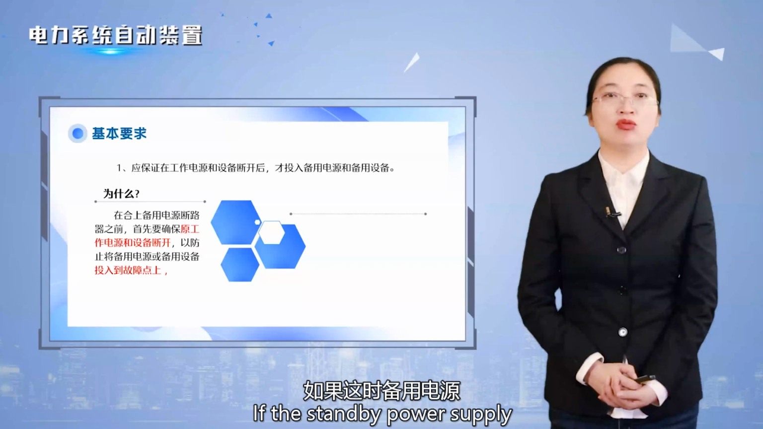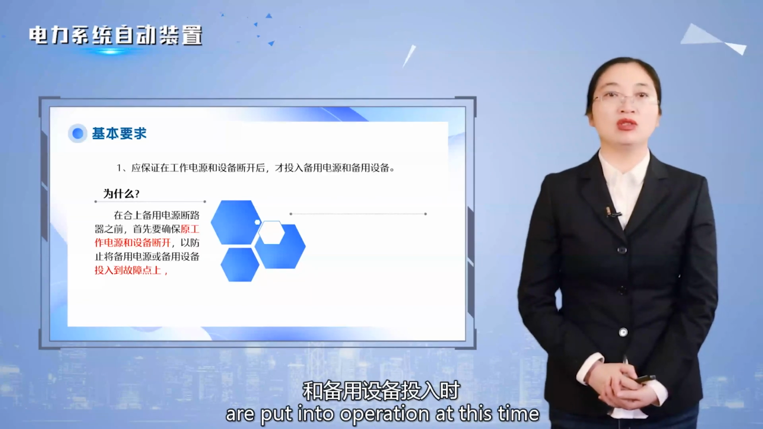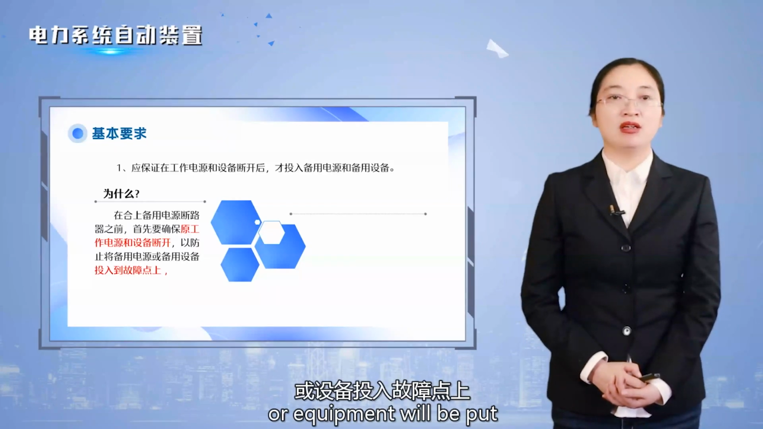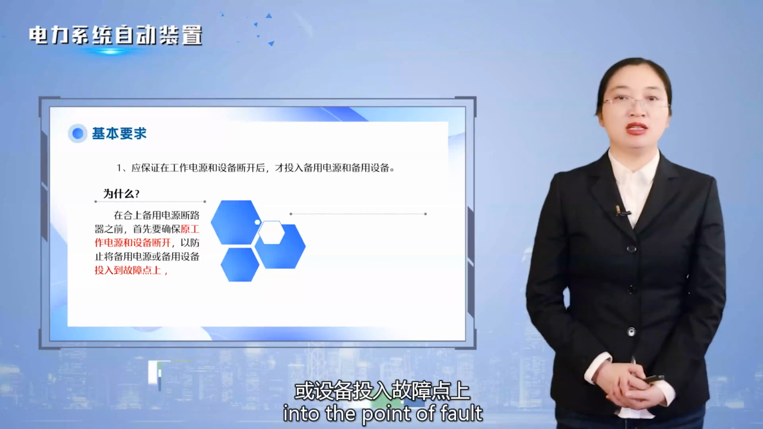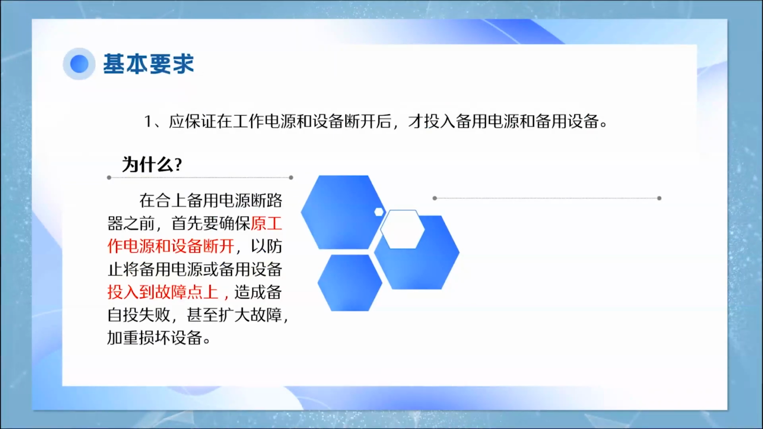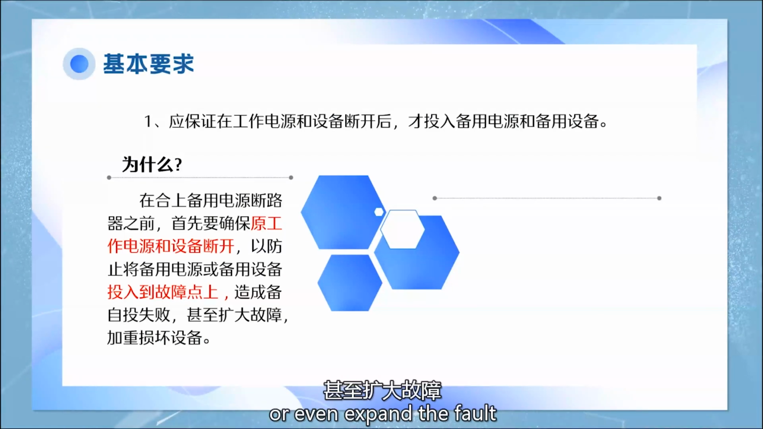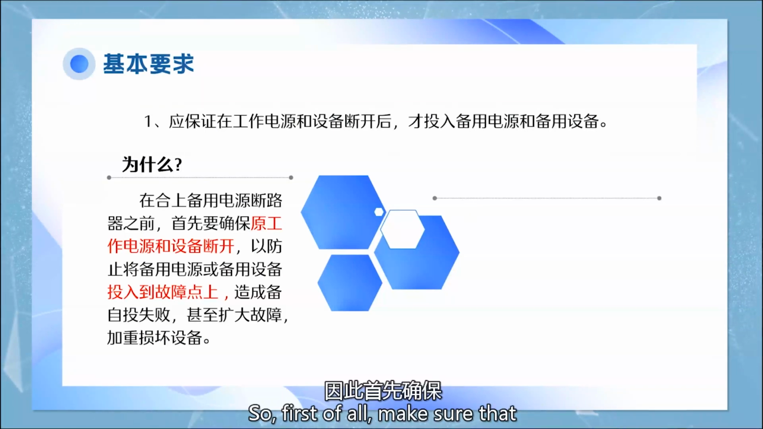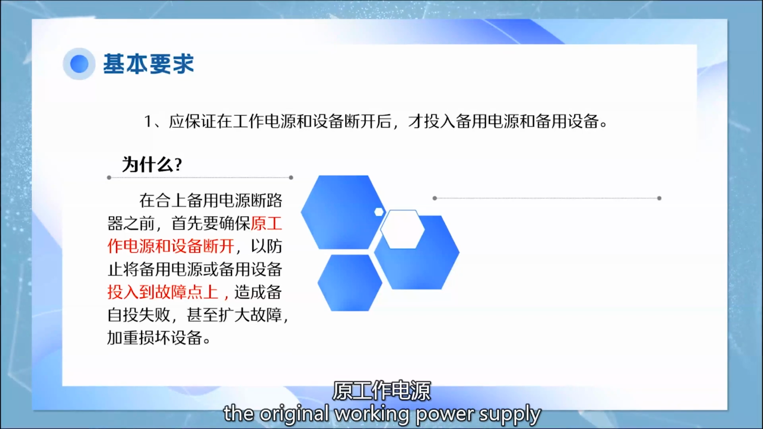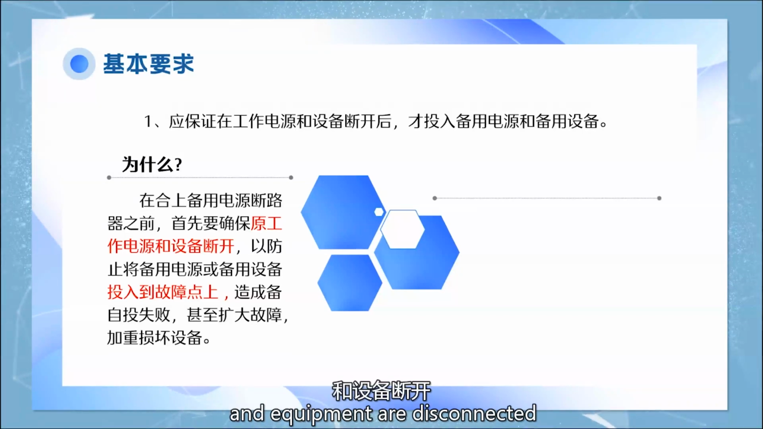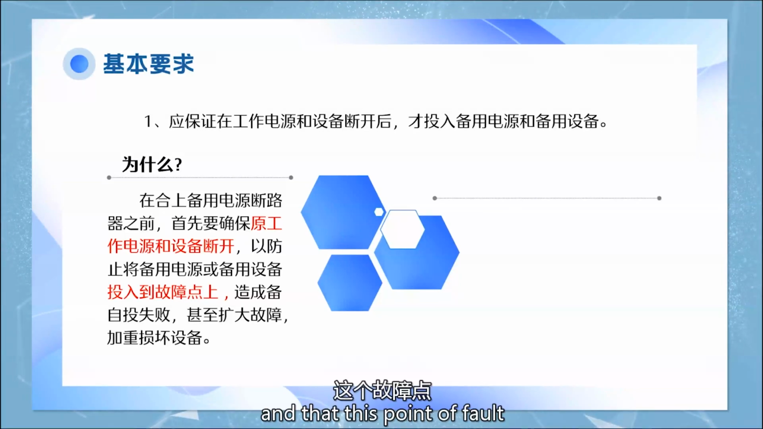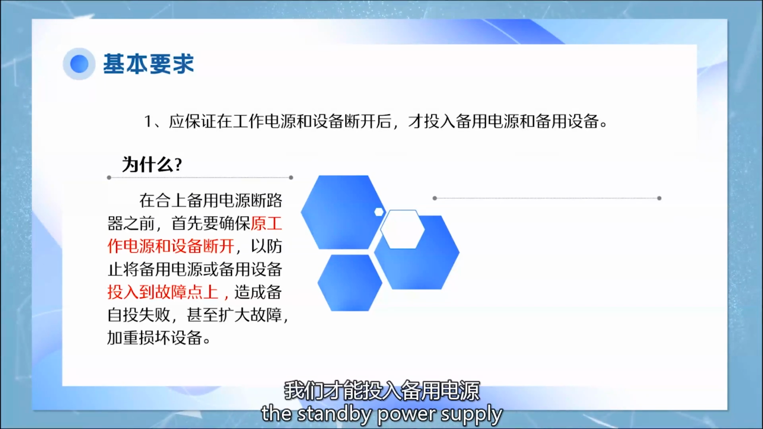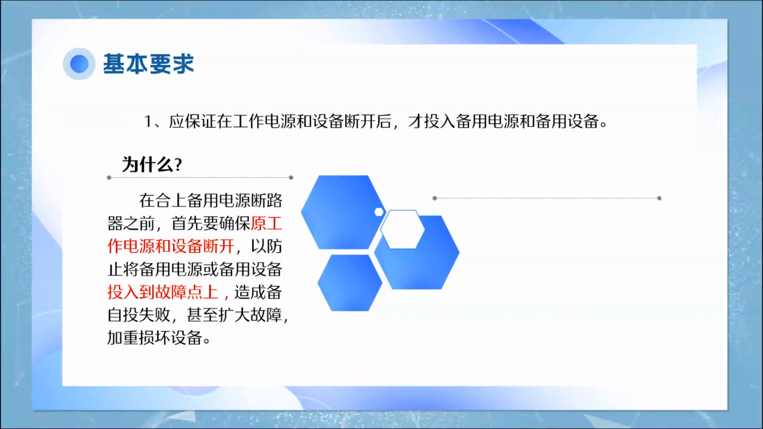If the standby power supply and standby equipment are put into operation at this time, the standby power supply or equipment will be put onto the point of fault, and the action of the BZT will fail or even expand the fault and aggravate the damage of equipment. So, first of all, make sure that the original working power supply and equipment are disconnected, and that this point of fault has been isolated, before we can put in the standby power supply and the standby equipment.